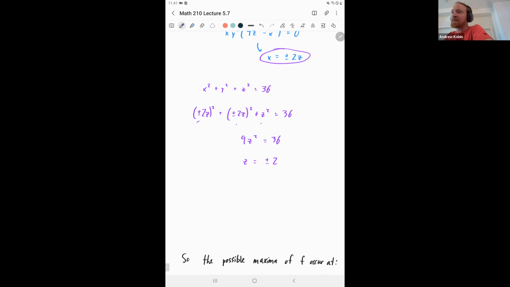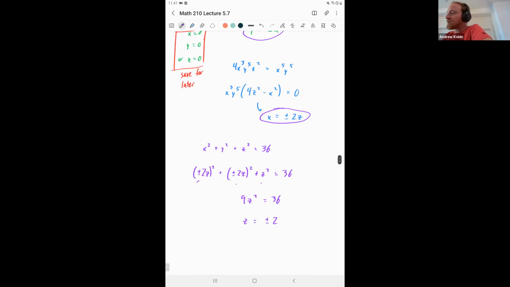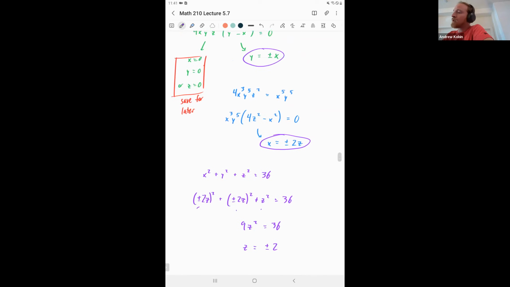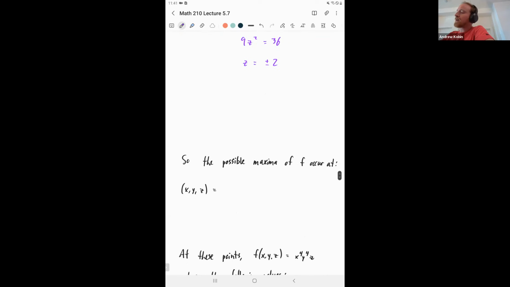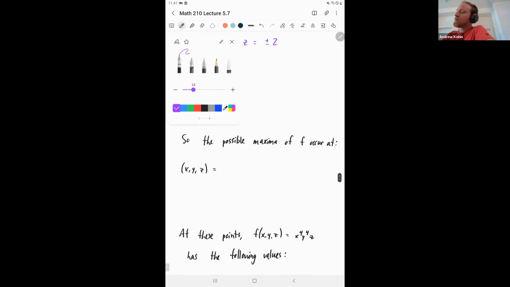So that's pretty great. That tells us that no matter what, the z coordinate has to be plus or minus 2. But of course, we knew that the x coordinate has to be plus or minus 2 times that. So we just learned that the x coordinate has to be plus or minus 4. And you know what? The y coordinate has to be plus or minus the x coordinate. So the y coordinate is also constrained. So here are all the possible values where our maximum of the function could occur.